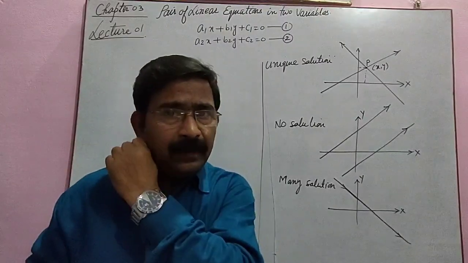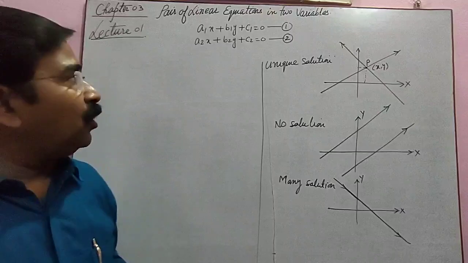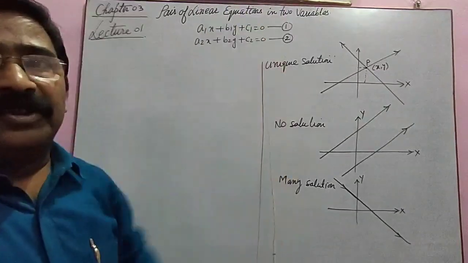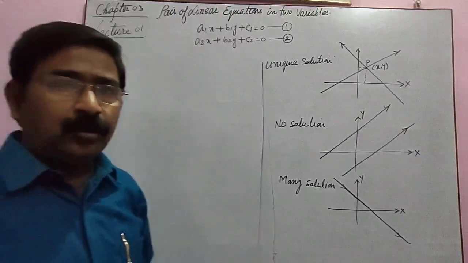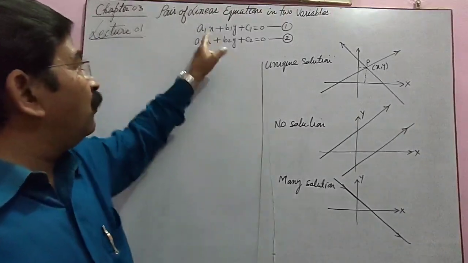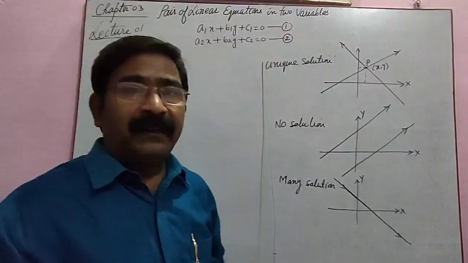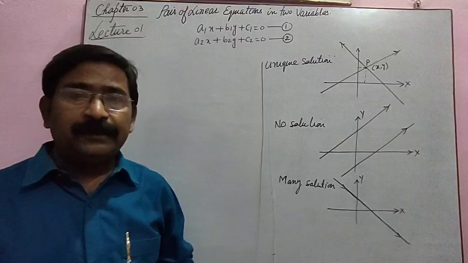Can you tell me what is the role of the coefficients of x and y in the equation? Very important thing to know. What is the role of the coefficients of x and y and the constant term in the given equation? Can you answer?